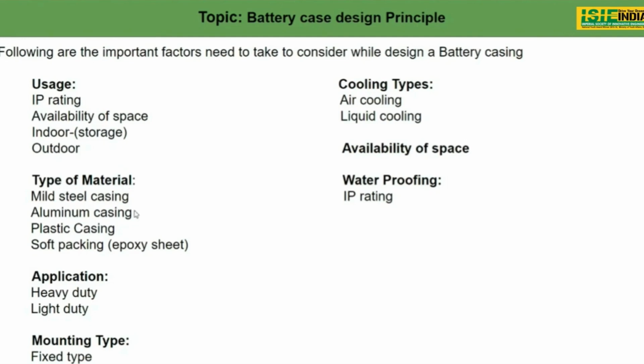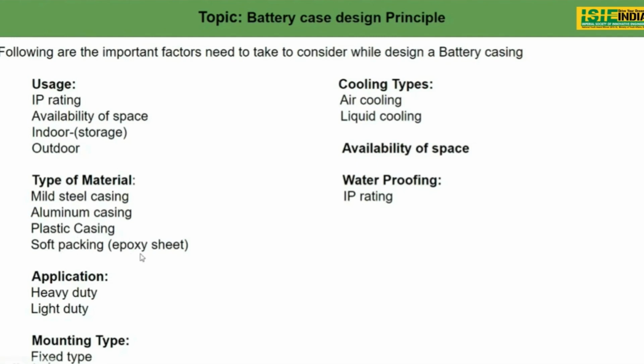The second one is the type of material. In Indian conditions, people prefer either aluminum casing or metal casing because of the high temperature. In most cars and heavy-duty vehicles, aluminum casings are preferred due to their heat dissipation property. Whereas in a bike or a small or light-duty vehicle, we use mild steel casing. And in applications like a bicycle or even a bike, we also use plastic casing.